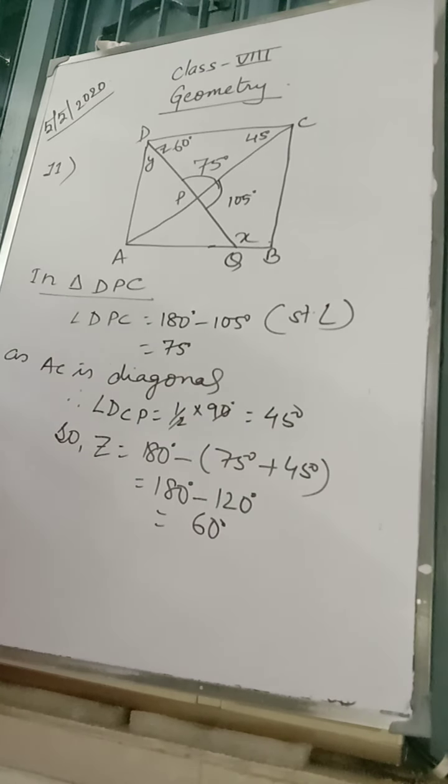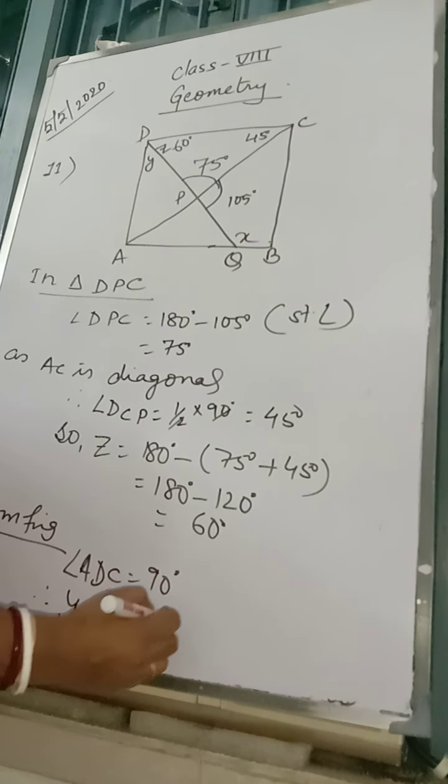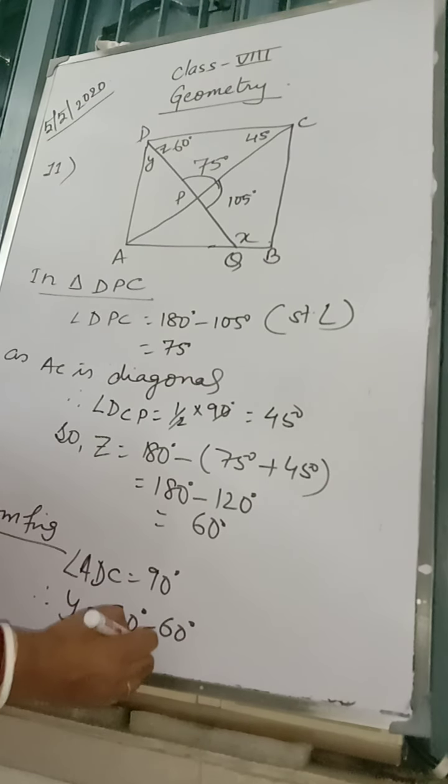Now come here to get Y. From the figure, angle ADC is 90 degrees. So Y is equal to 90 degrees minus 60 degrees, which is equal to 30 degrees. We got Y.